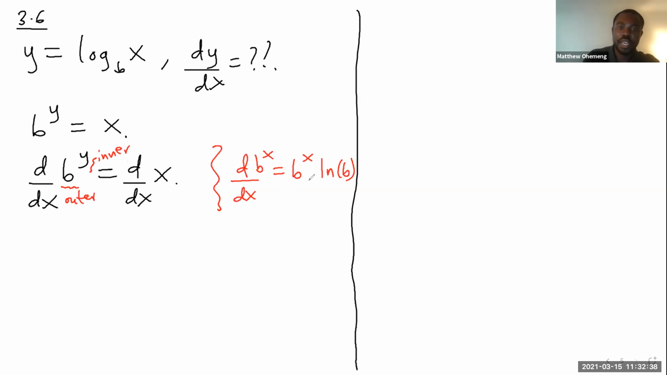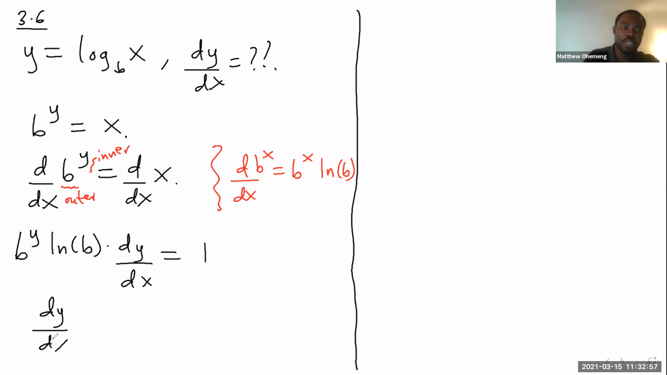The derivative of b to the x is b to the x ln of b, but we plug in the inner function. So that would be b to the y ln of b. And then you multiply by the derivative of the inner function, which would just be dy over dx. And this is equal to what? dx over dx is just 1. So dy over dx will just be equal to 1 over b to the y ln of b.